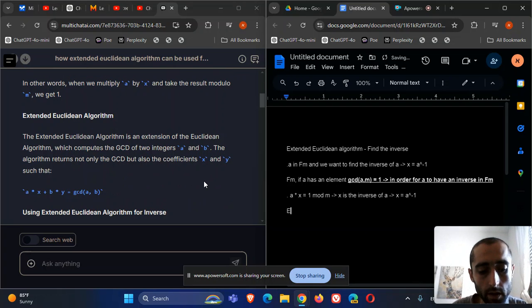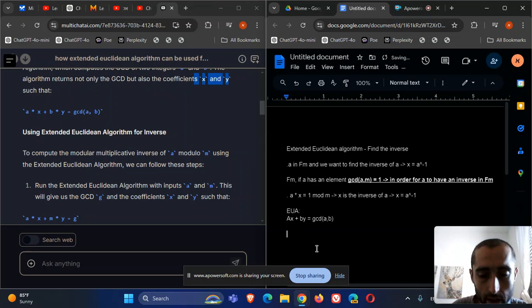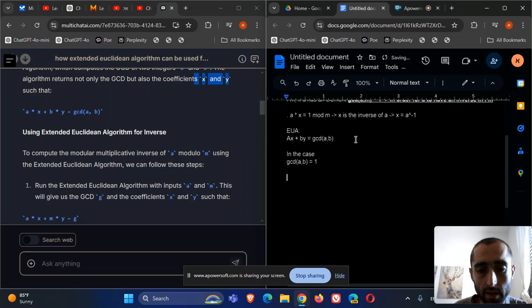Now the extended Euclidean algorithm gives me ax plus by equals GCD of A and B. So for two integers A and B, the algorithm gives me the coefficients which fulfill the GCD of A and B. Now, in the case that the GCD of A and B equals 1, we can say that ax plus by equals 1.